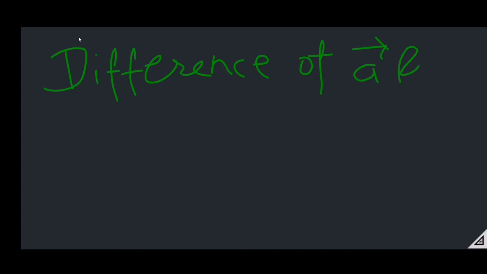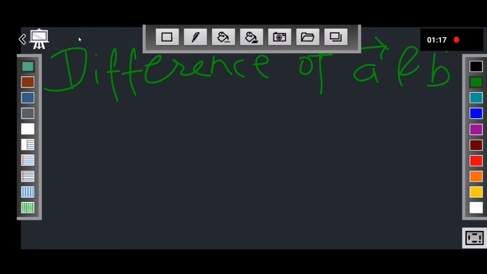Let's start to study the difference of two vectors, that is A vector and B vector. First of all, let's understand this geometrically. Suppose we have two vectors here. Let's see geometrically.